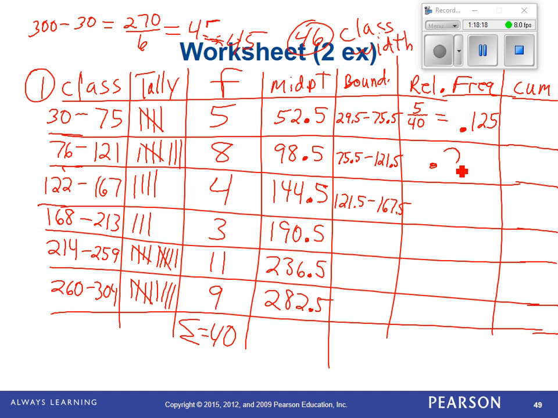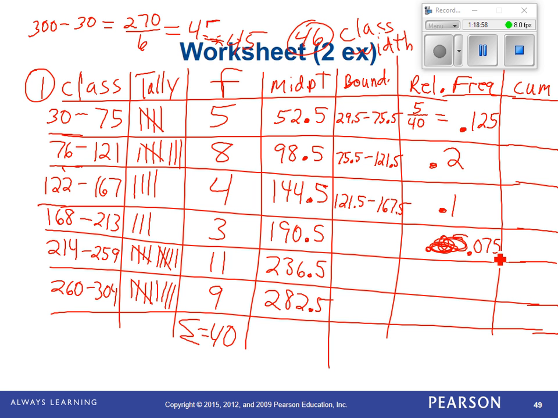Where do you decide? Take the frequency and divide by the total. 0.1. 4 divided by 40, 0.1. 0.05. 0.05. 0.2. You sure that one was right? 3 divided by 40, 0.075. That sounds a little better.